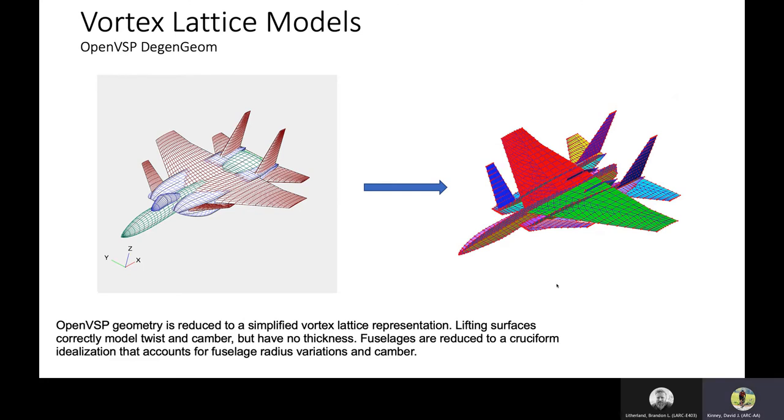So for the vortex lattice method, you have some F15-ish geometry within OpenVSP. Again, we're relying on OpenVSP to generate these geometries; we're not doing it within the tool itself. We generate what we call a degengeom, or degenerate geometry. Rob may have already talked about that. I haven't looked at the schedule. But basically, it's a potato chip representation of the geometry. Wings get reduced down to thin surfaces that model the twist and camber of the wings. Fuselages get reduced down to cruciform type geometries, which take into account camber on the fuselage and the profile shapes from the top and side.